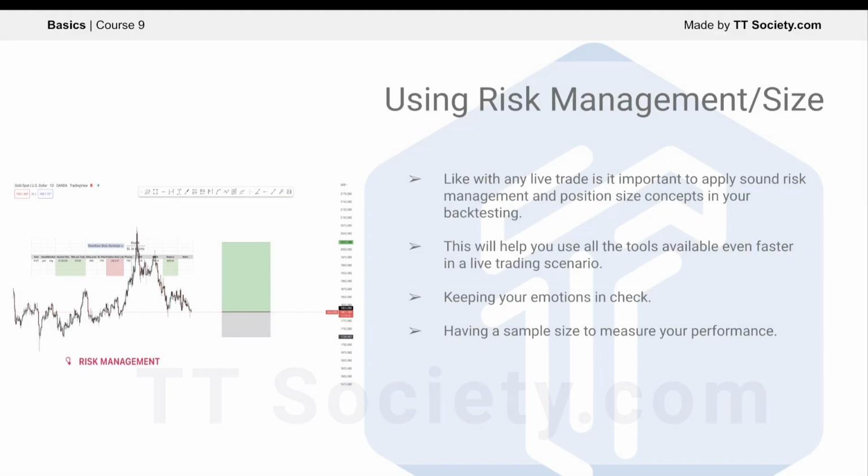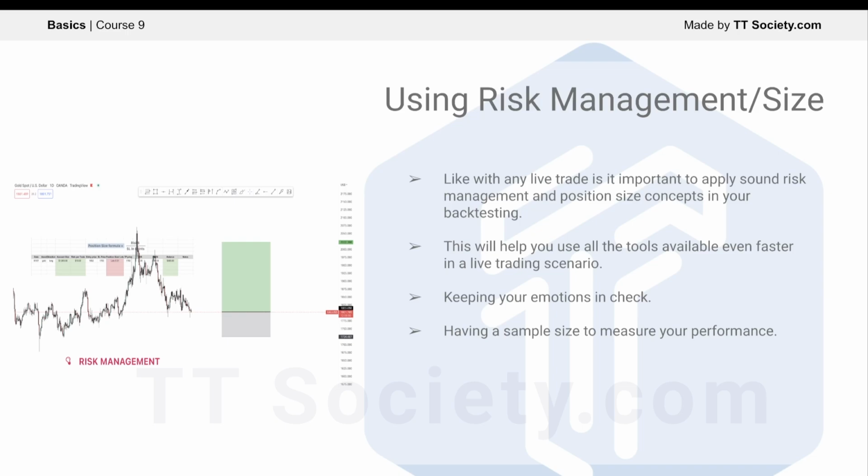Using risk management and position size. Like with any live trade, we've shown you how that works. It is important to apply sound risk management and position size concepts in your backtesting. This will help you use all the tools available even faster when you're trading live. So keep your emotions in check.